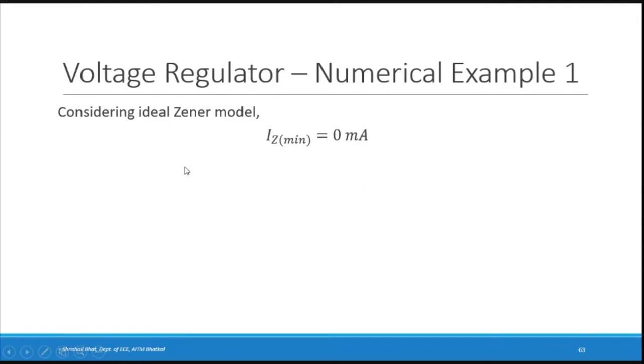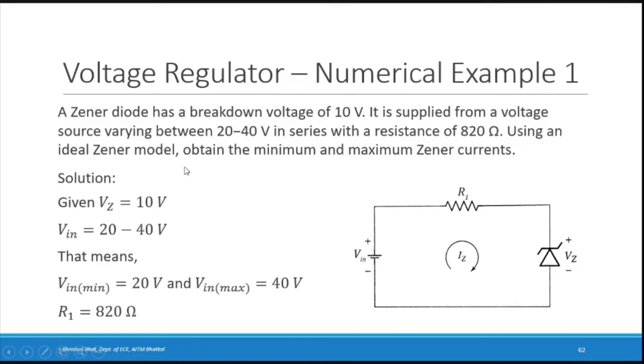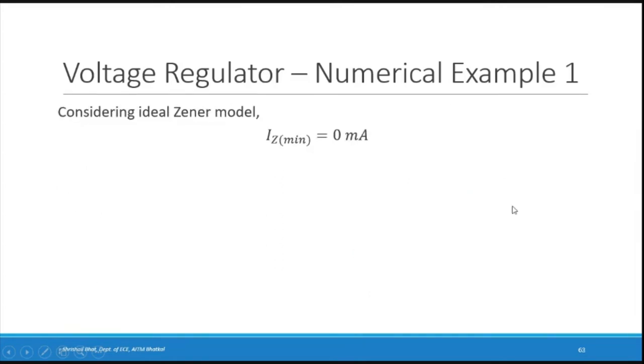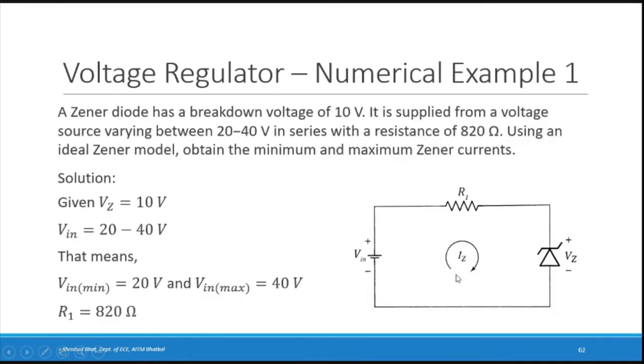Otherwise, if it was not given as an ideal Zener model, then you should have used the equation Iz is equal to Vin minus Vz divided by R1. So that's what we will use for the maximum value. From the circuit, we can write that current is the voltage divided by the resistance, Vin minus Vz divided by R1, which Vin we will consider. So for maximum current, we will consider the maximum voltage, right?